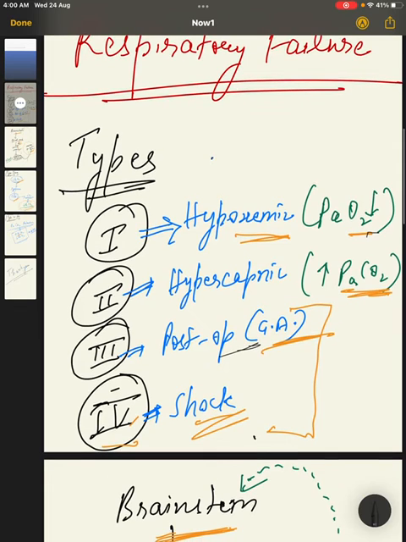Type 3 and type 4 are not much important. Only 1-2 points are important in type 3 and type 4. In type 3 respiratory failure, in the surgical patient, whenever general anesthesia is given, that may lead to lung collapse, that will lead to respiratory failure. Type 4, in the shock patient, hypoperfusion of the respiratory muscles will occur, that will lead to respiratory failure. So we will discuss type 1 and type 2 in much more detail.